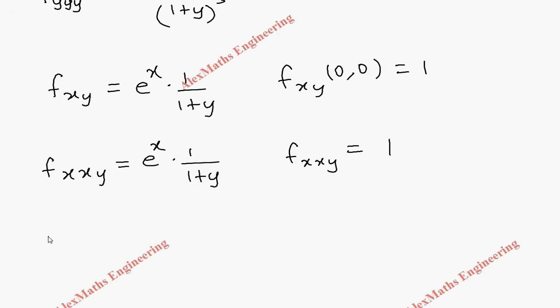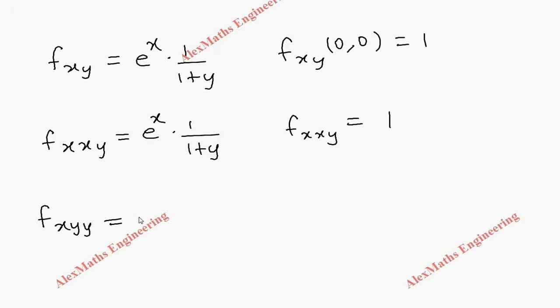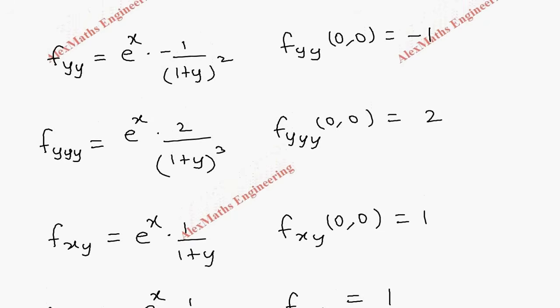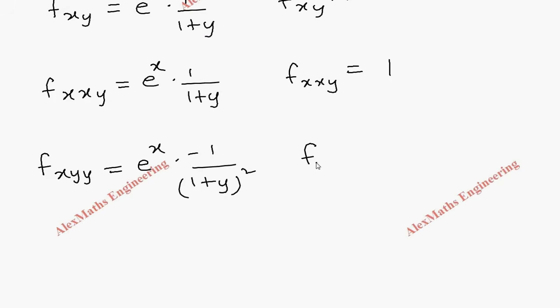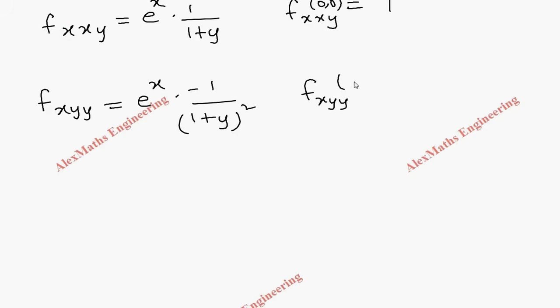And we also need fxyy. So fyy we have to differentiate with respect to x. So e power x is e power x, and the remaining things are constant. So we will write e power x into minus 1 by 1 plus y whole square, because the entire y part is constant, so we write it as it is. And again fxyy of 0 comma 0, everything is 0 comma 0. So this will give us totally minus 1.